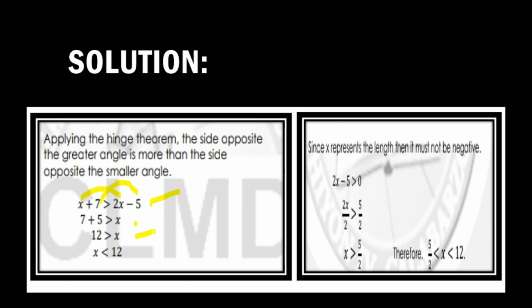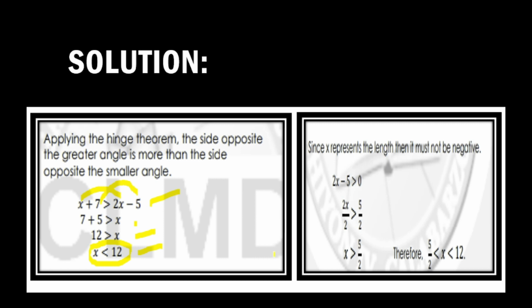We need to identify that we are solving for x. So by the symmetric property, we return the positions. So x is less than 12. Because 12 is greater than x, that means x is less than 12.